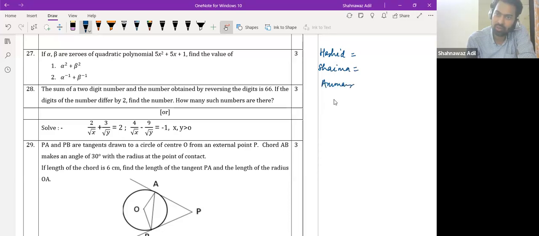Sir, the 28th question, 27. The 28th one is how many such numbers are there, the sum of digits and a number. Yes, this question is always there, right? So after this we will do this question.